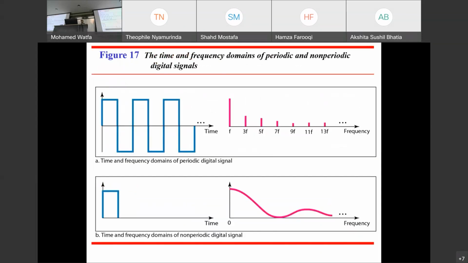So the time and frequency domain of periodic and non-periodic signals, just to summarize, four times. You can see, like we had there analog signals. Now we have digital. I'm just showing you it's the same thing. For a digital signal, we get spikes. If it's periodic and non-periodic, you get a continuous signal when it comes to frequency. So time domain, frequency domain, very similar to what we do with analog signals. Nothing changes. The logic is the same.